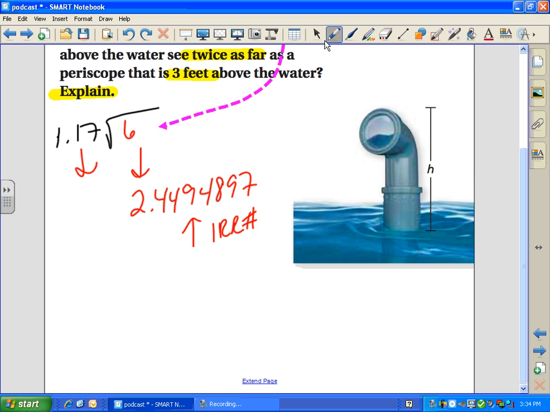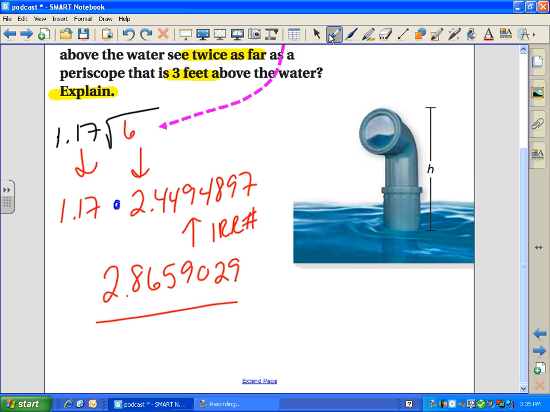They're touching. That means multiply. So I'm going to multiply 1.17 by that irrational number. That gives me 2.8659029. This is an irrational number. I'm going to put a box around it and come back to it because I'm going to need that number later on.